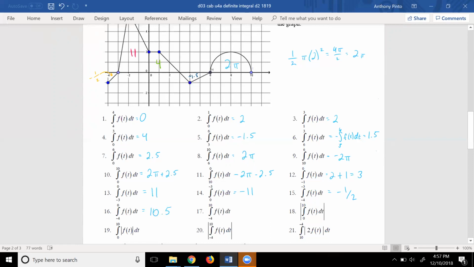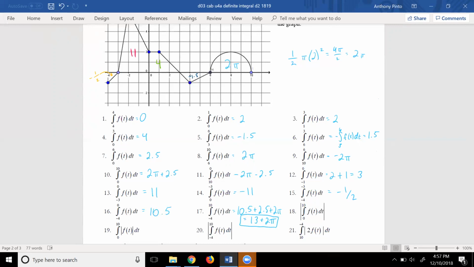From negative 4 to 10, so we're looking at the entire graph here. So we have 10.5 plus 2.5 plus 2 pi. And that gives us, let's squish it in here. This is 11, 12, 13 plus 2 pi is the answer to that one.